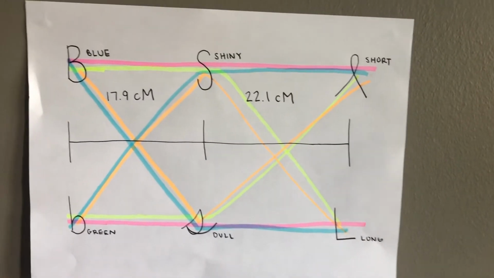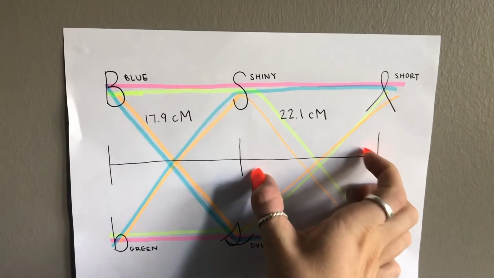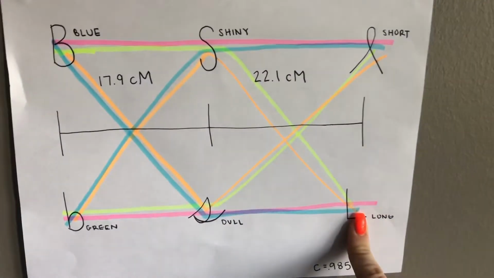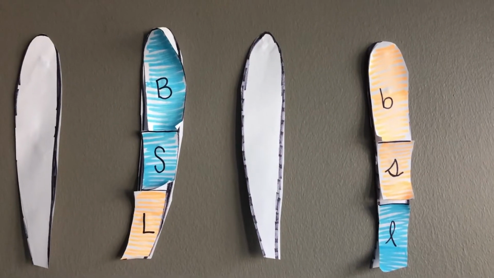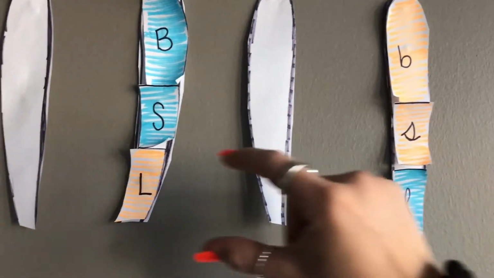Third, let's look at our single crossover at region 2. So this is more likely to happen since this is a longer distance. These individuals would look like, follow the yellow line, blue, shiny, and long versus green, dull, and short. This is what those gametes would look like. See, just this section was what was crossed over.